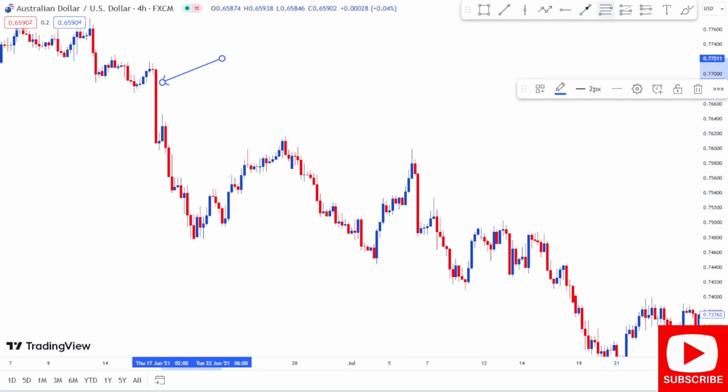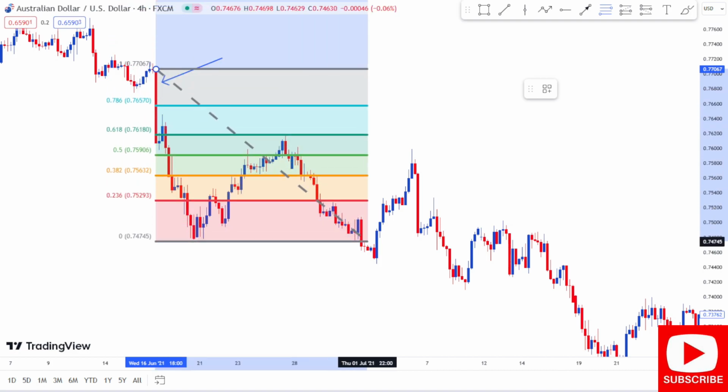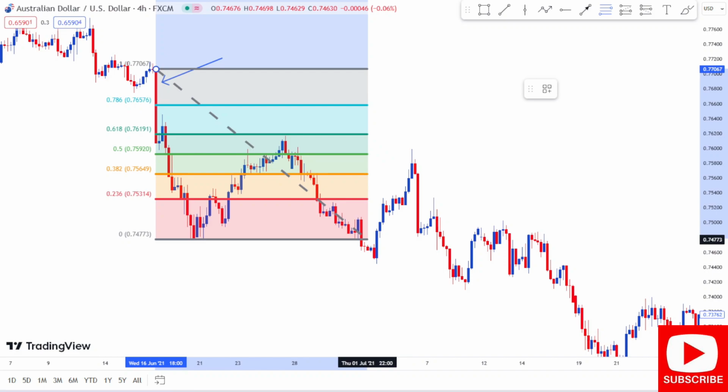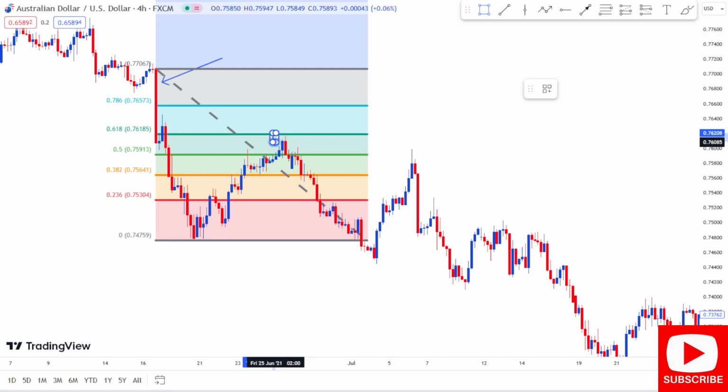So we take our Fibonacci tool. For the downtrend, we are going to be starting with the high of the swing, channeling it to the lowest point of the swing right here. And as you can see, price was able to reach the 0.618 point, which is the golden ratio point, before changing direction and continuing the trend. So we are going to be marking our 0.618 point.